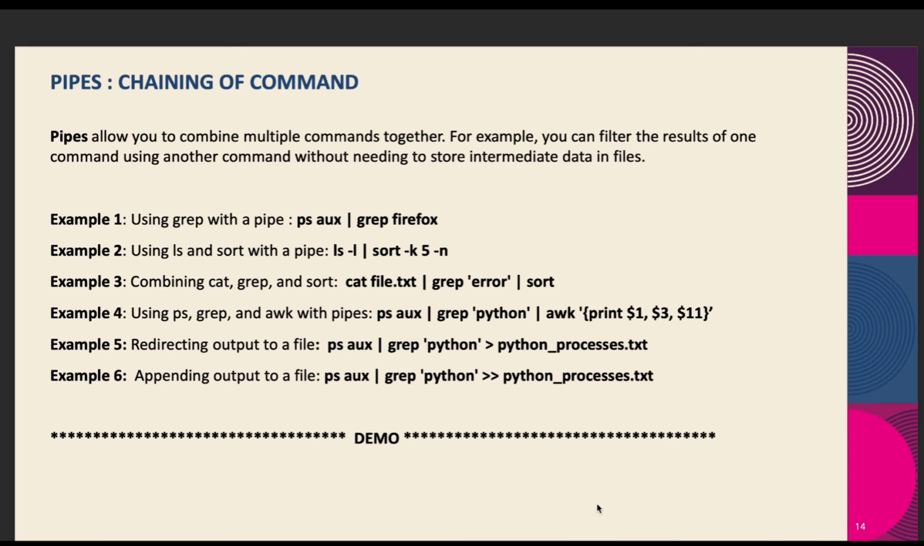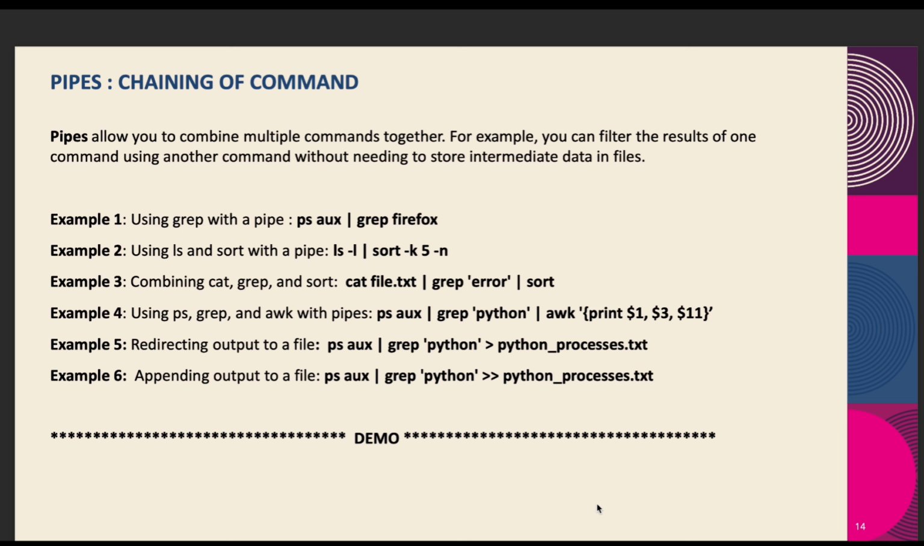So here we'll see the chaining of commands. Pipe allows you to combine multiple commands together. For example, you can filter the result of one command using another command without needing to store the intermediate data in files. So the first example is that we combine the pipe with filter using grep with a pipe.